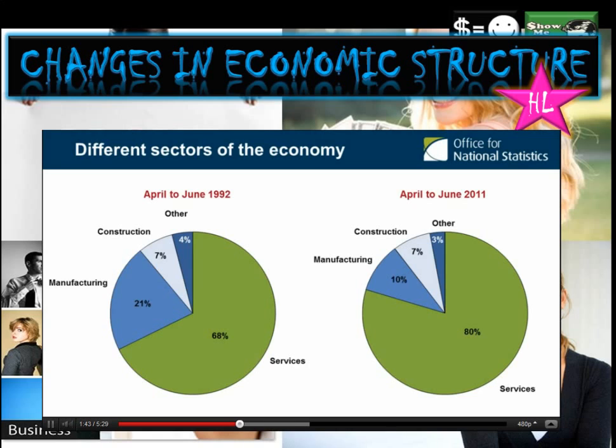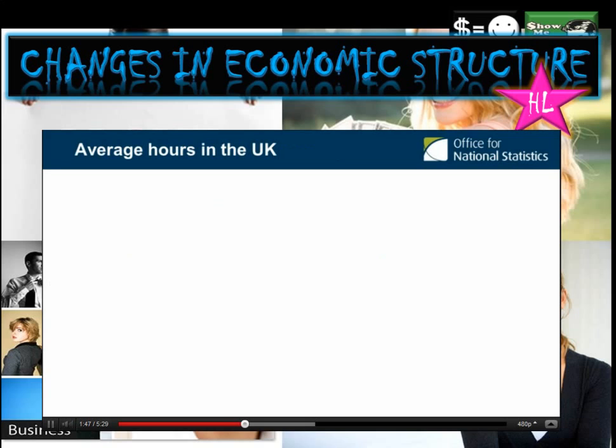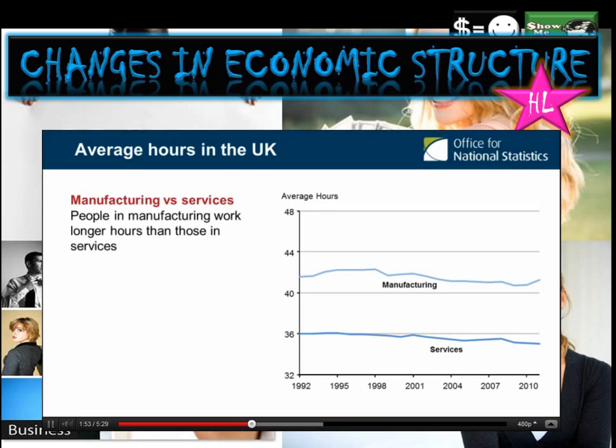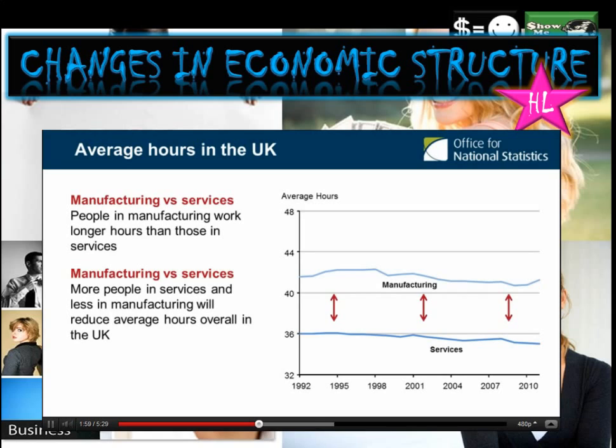So, why is this important? If we return to the first chart shown, we see that people working in manufacturing tend to work on average longer hours than those in the service sector. So if we have more people employed in the service sector and fewer in manufacturing, this will act to reduce the average hours for the whole of the UK workforce. Everything else was kept the same. For example, within the sectors there was no fall in the pattern of hours worked.